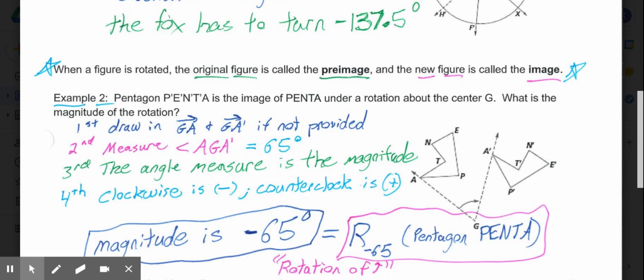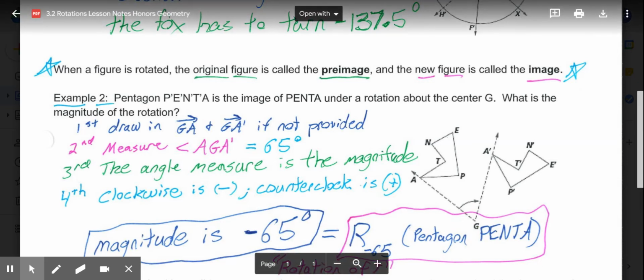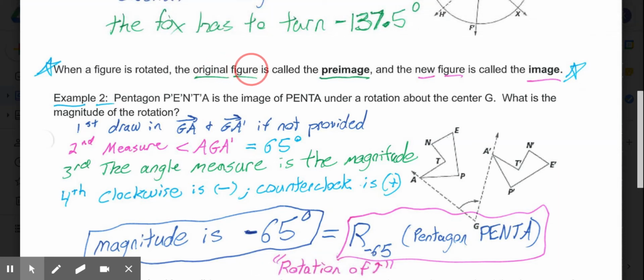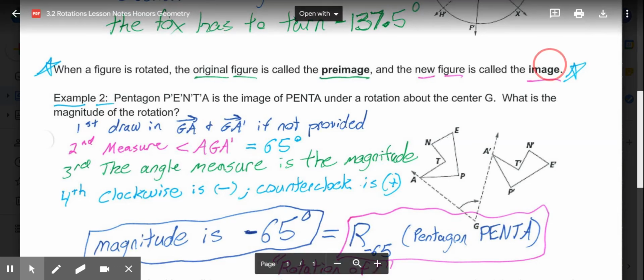Now, when we are rotating a figure, a point, a shape, whatever it may be, the original figure, the original location or point, is called the pre-image. Pre meaning before. So pre-image is the original. The final figure, final shape, is known as the image. So pre-image is the original, the new or final figure is the image.